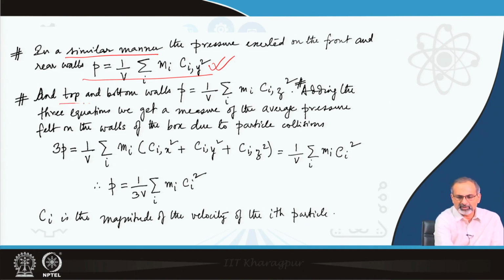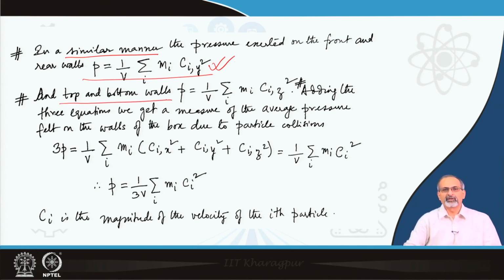When it comes to the top and bottom walls of the container, then we account for the z component of the velocity, and thereby we are talking about collisions which occur through the particles moving along either the x direction or y direction or z direction on an average, and giving rise to pressures on pairs of walls like this. So, if we add the three equations, we get a measure of the average pressure felt on the walls of the box due to these particle collisions.